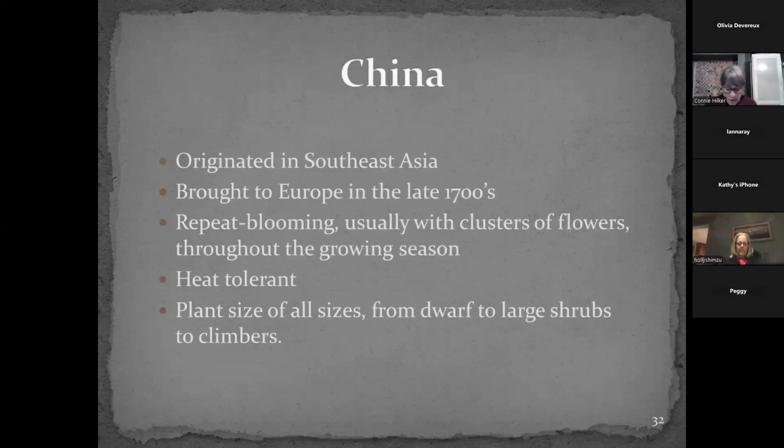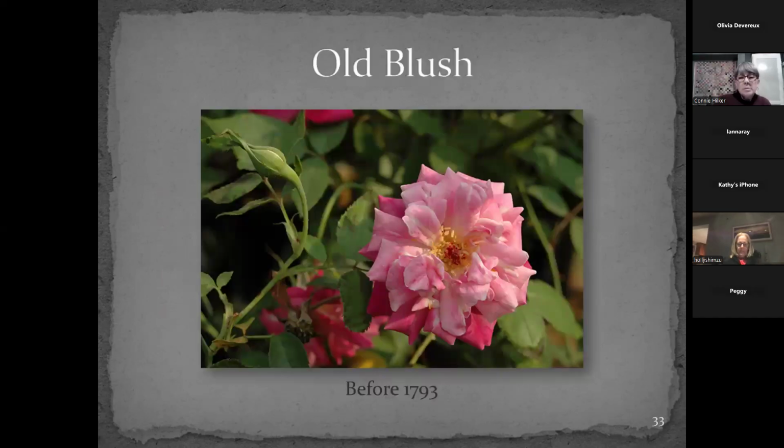Old Blush is one of the only original imports whose identity is known for certain. These were known as the four stud Chinas, and they provided the genetics that are the foundation for almost all of our reblooming modern roses. We date it to 1793, but it was known and grown in China way, way before then.